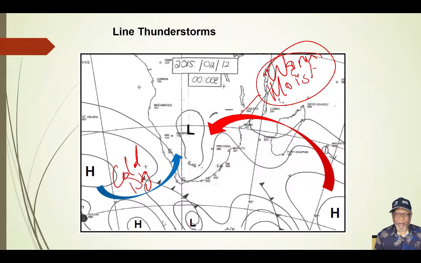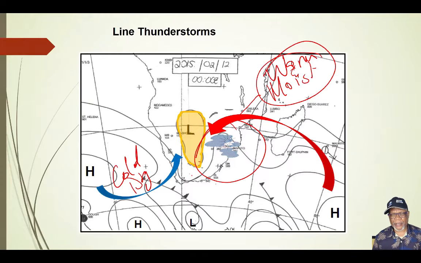Now, because of the two air masses that are blowing towards each other, this one, colder and drier, is going to undercut this warm air, and this warm air is going to rise rapidly. And as it rises rapidly, condensation is going to take place, and we're going to have what you see here, line thunderstorm.